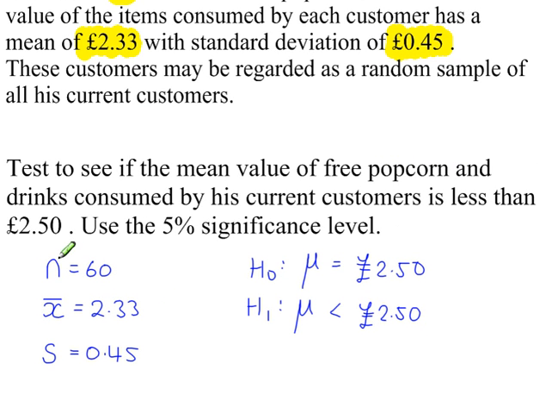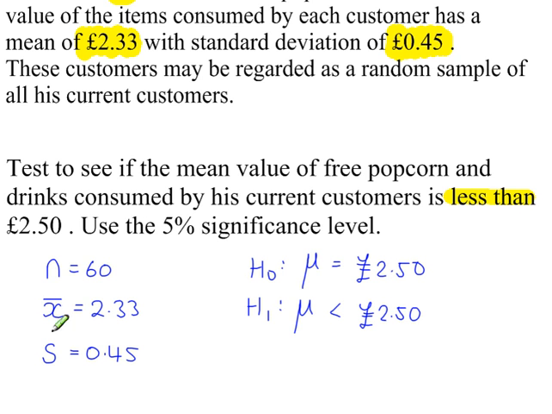So we know that n, the sample size, is 60. This is the sample mean, and the sample standard deviation, s, and not sigma. The population standard deviation is unknown. It's not given anywhere in the example. H0: the population mean is £2.50, and we're testing for less than, so this is H1.